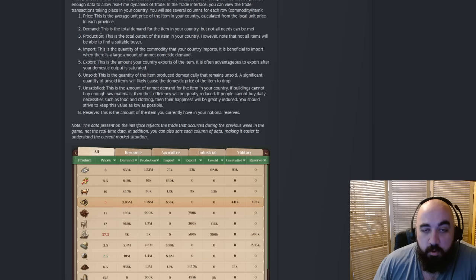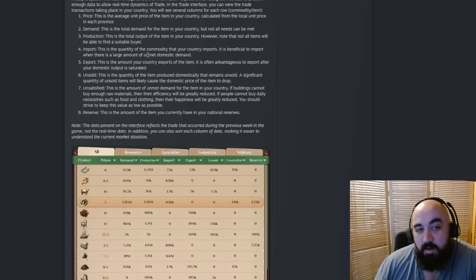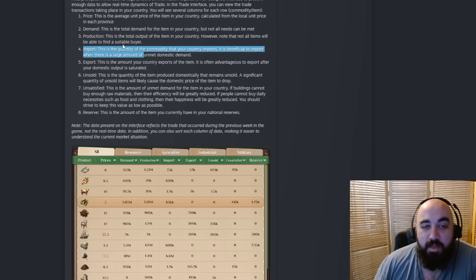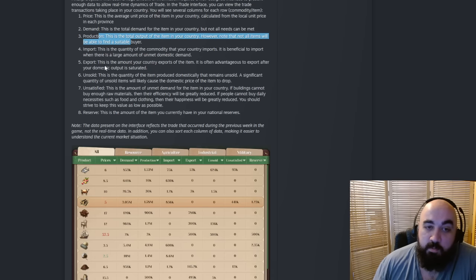Production, this is the total output in your country. Not all items will be able to find a suitable buyer. Import, this is the quantity of the commodity that your country imports. It may be beneficial to import where there's a large amount of unmet domestic demand. So you might create scenarios where you have production that can't find a suitable buyer, but better infrastructure from foreign sellers, such that you end up consuming those and you import those rather than consuming the goods that go to waste. That's kind of an interesting thing. Would definitely make sense. Export, this is the amount of your country's exporting the items. It's often advantageous to export after your domestic output is saturated.